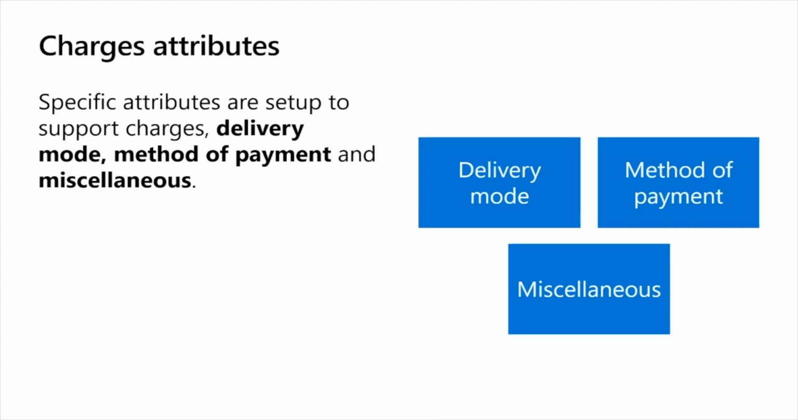Here are some examples of different types of charges. Delivery charges based on mode of delivery. For example, if the customer wants expedited delivery for their order, they will be charged an additional fee. Charges based on method of payment. For example, if the customer pays via credit card, they will be charged a merchant fee.